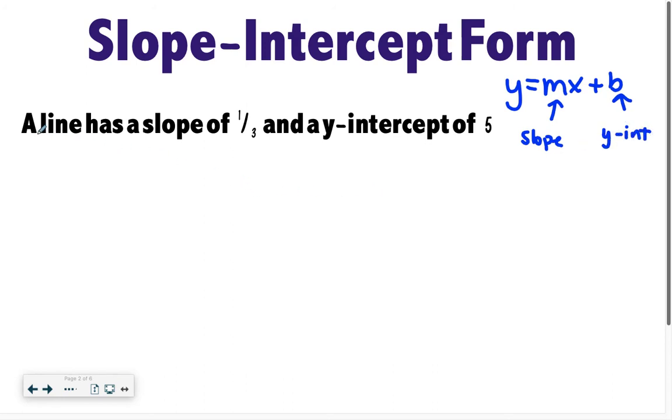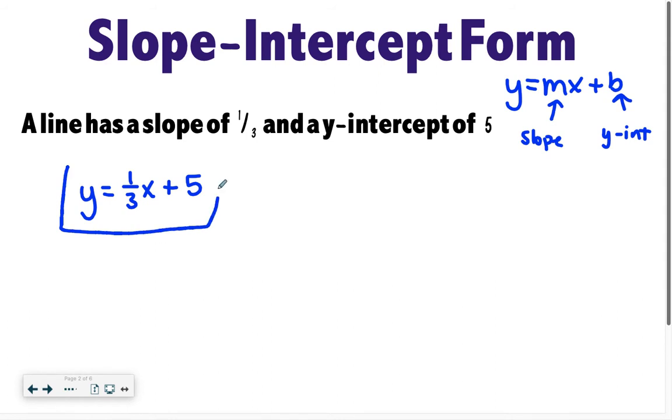Okay, so if I want you to write an equation given this information, a line has a slope of 1/3 and a y-intercept of 5. All that you have to do is say y equals, what's my slope? 1/3. Put an x after it. Then the y-intercept is 5, so I say plus 5. If it was a negative number, you would have a minus whatever number that is. But since it's just a positive 5, I'm going to put plus 5. That's all you have to do.